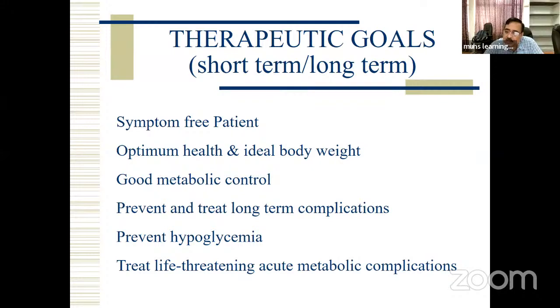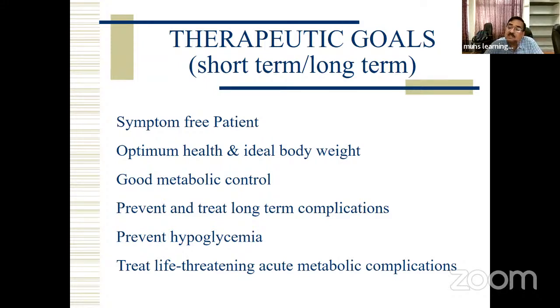They should have good metabolic control, and I will explain how much in my next slide. And we have to prevent long-term complications, such as ocular complications, kidney complications, and cardiovascular complications. A lot of things have to be addressed. Lastly, prevent hypoglycemia.